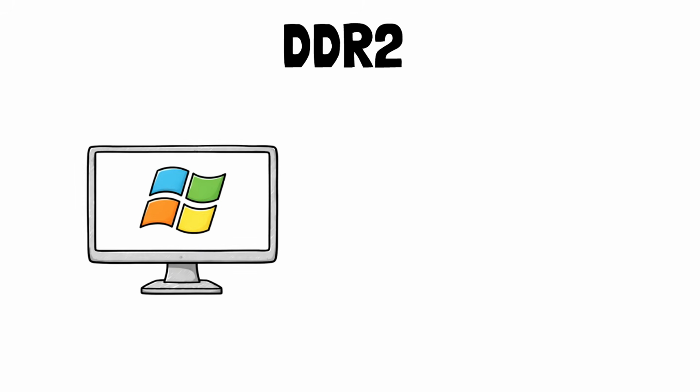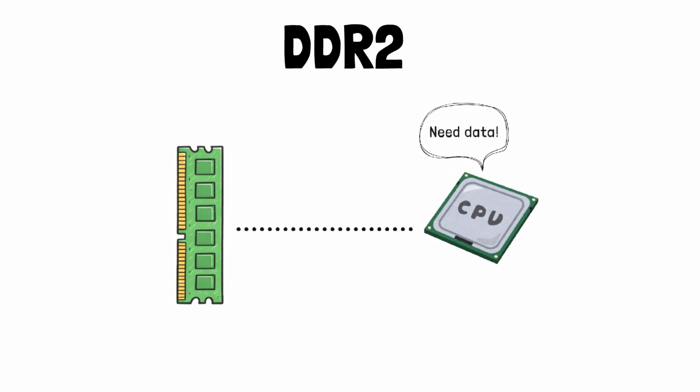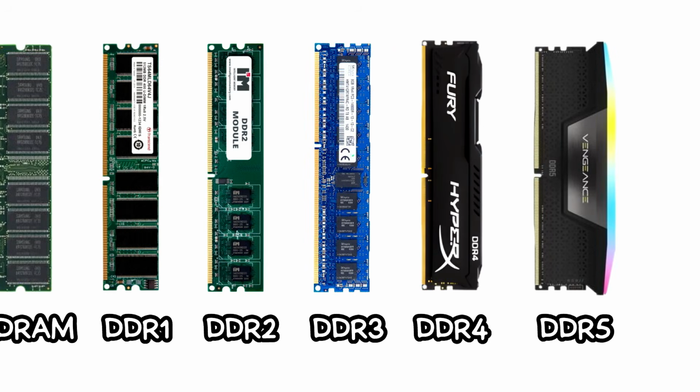DDR2 was commonly used with Windows Vista, an operating system that required much more memory than XP. Although Vista had performance issues, especially on low RAM systems, DDR2 helped improve multitasking, web browsing, and basic photo editing. One drawback of DDR2 was higher latency, meaning it took longer to access data. So while bandwidth improved, efficiency still wasn't perfect. DDR3.